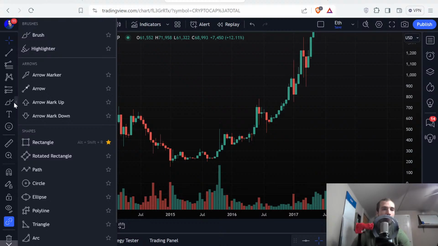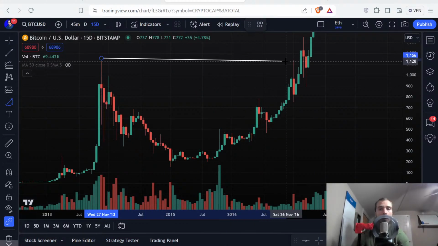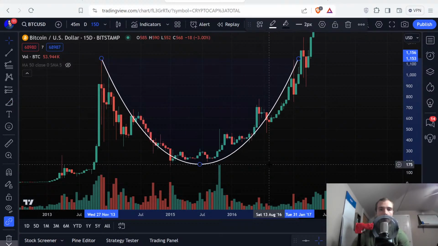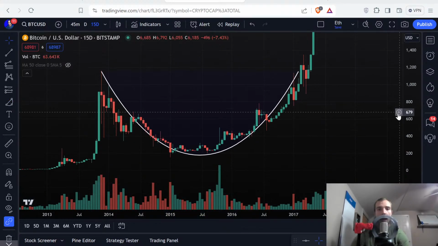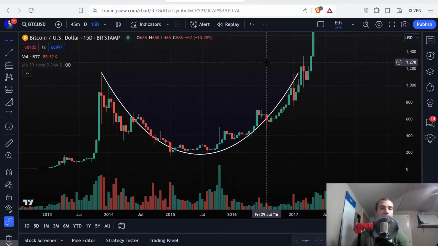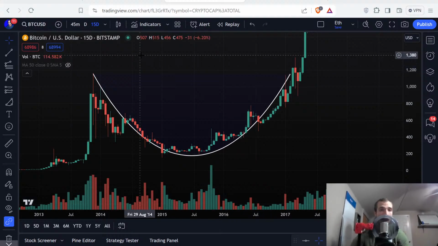If we grab this paintbrush tool over here on the left, we can grab the arc tool and go like this, and then like this, like that. And you guys can see this huge rounded bottom, right? Well, this is exactly what's happening on the total market cap in crypto.